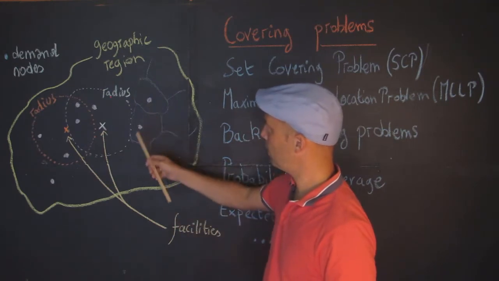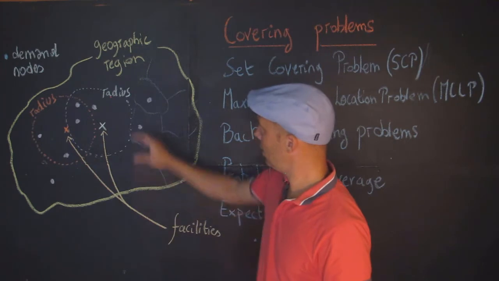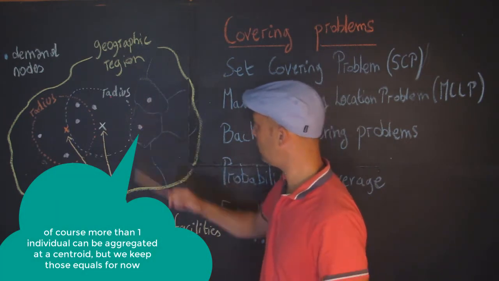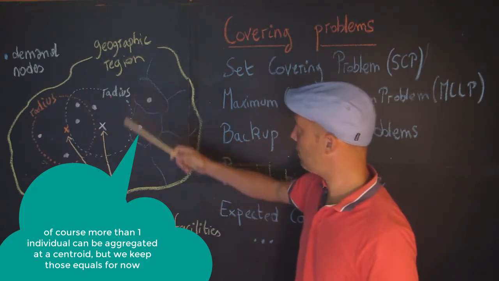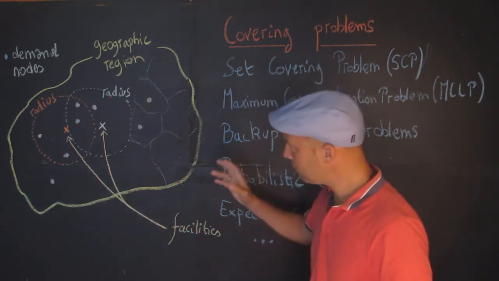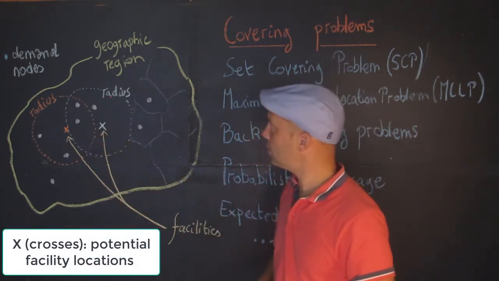Okay. Now, for simplicity, I just keep all these dots the same size, but of course we can also think that there could be more people living here than living there. For instance, you could have 95 people here, and then maybe 5 here, and so on and so forth. Okay. The second thing I've drawn, and those are the crosses, those are potential facility locations, right?